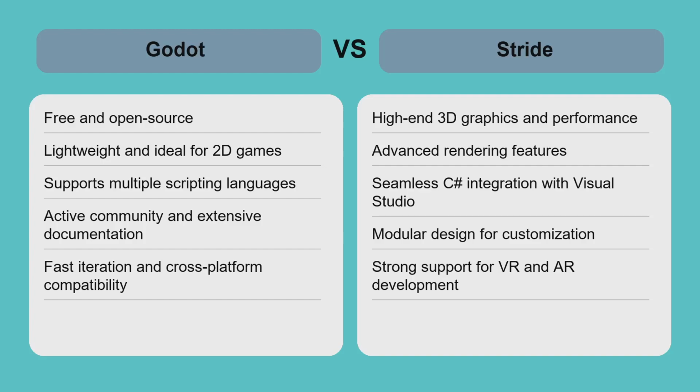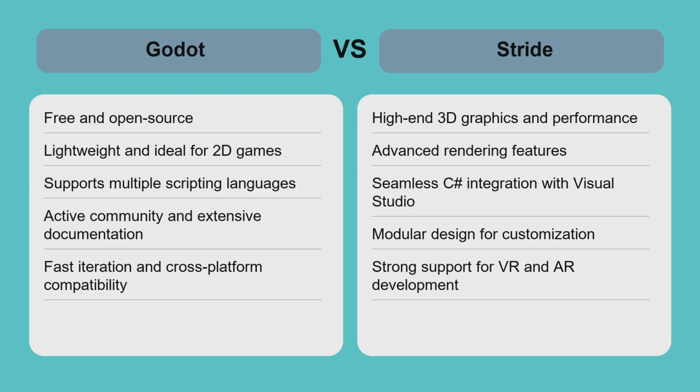Comparing Godot and Stride highlights clear trade-offs. Godot's lightweight and flexible design makes it ideal for 2D games, rapid prototyping, and projects with limited budgets or smaller teams. It runs well on modest hardware and supports multiple scripting languages, making it accessible. Stride, on the other hand, excels in high-fidelity 3D rendering and complex projects requiring advanced graphics and VR support. Its C# foundation integrates well with professional development workflows, but demands more resources and experience.